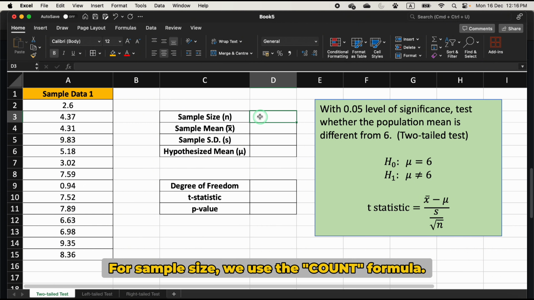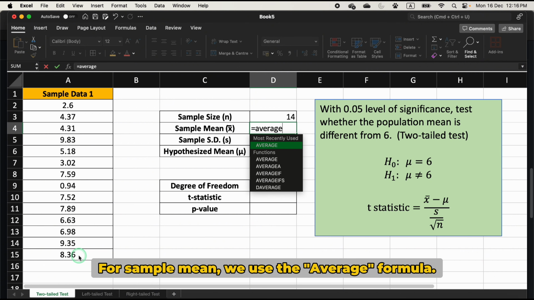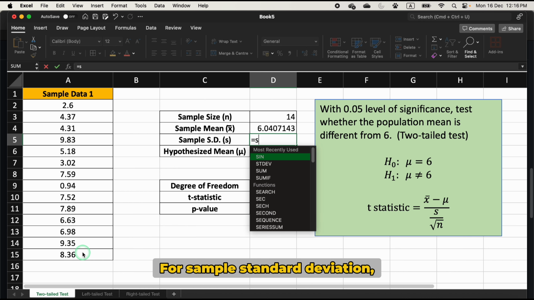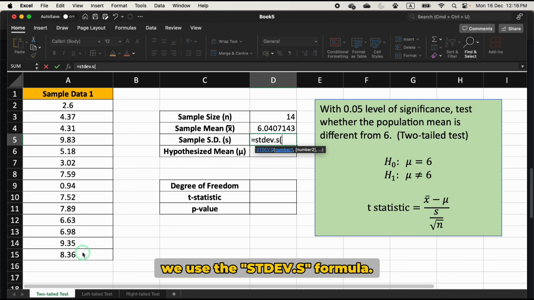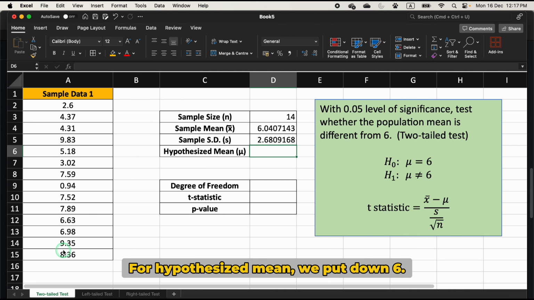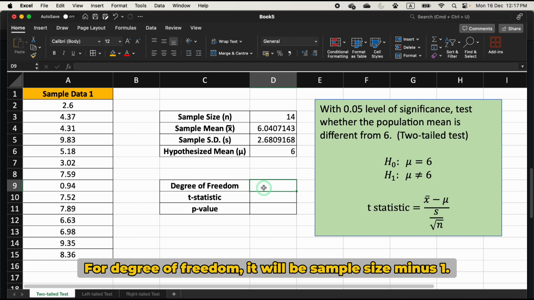For sample size, we use the count formula. For sample mean, we use the average formula. For sample standard deviation, we use the STDEV.S formula. For hypothesized mean, we put down 6. For degree of freedom, it will be sample size minus 1.